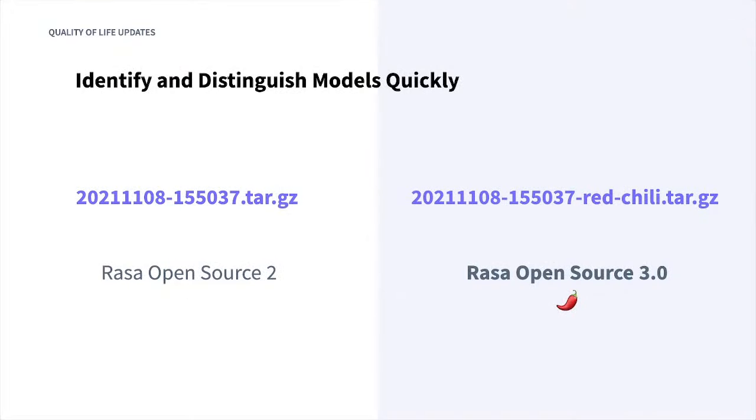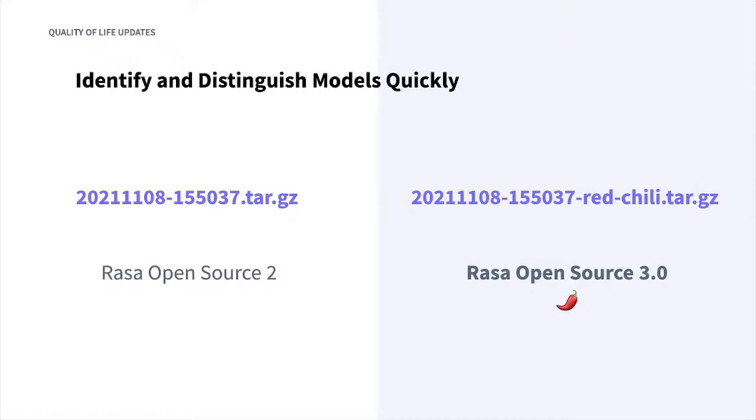With Rasa Open Source 3.0, it becomes easier to identify and distinguish model names quickly. As you can see on the left side, model names in Rasa Open Source 2 used to consist of a single timestamp. This made the model names unique, but also made them very hard to talk about them with other fellow humans.